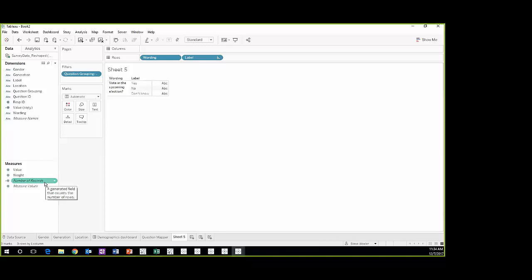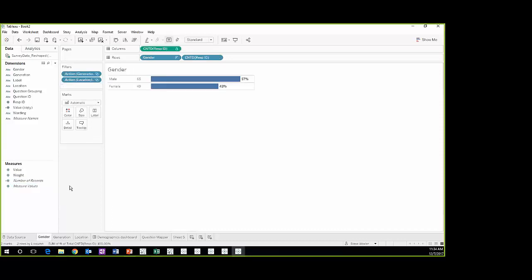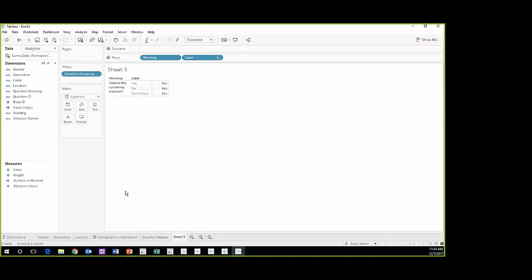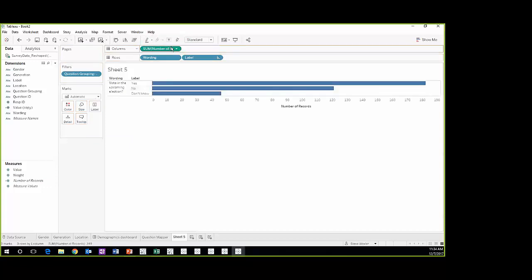And hey, all that stuff about having to use count D, we don't have to use that anymore. We only had to use that when we weren't filtering by a particular question, when it was the overall stuff, I just want to know the respondents. If we're filtering by a particular question, just taking number of records is going to work.